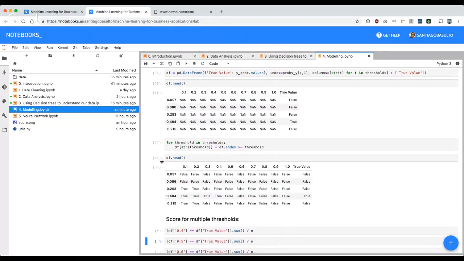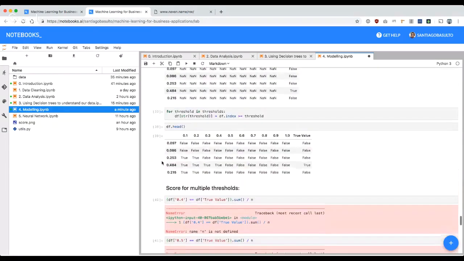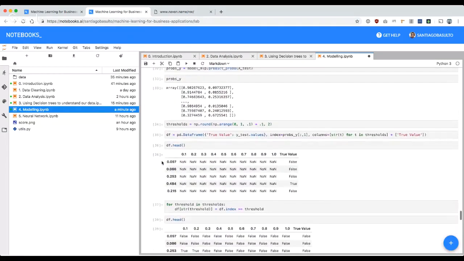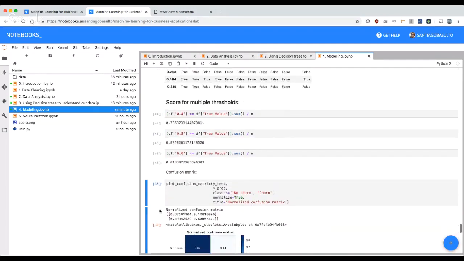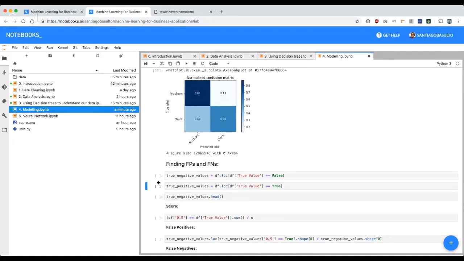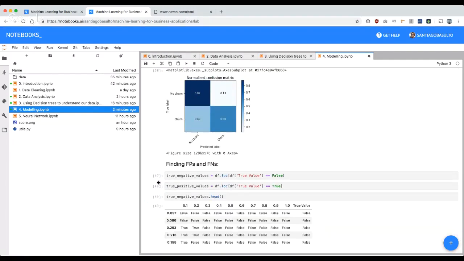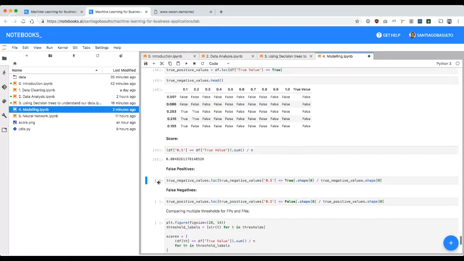So all that I've said, it's all coded here. You can check it out later. But basically, there you go. It's all here. I'm just executing it quickly.